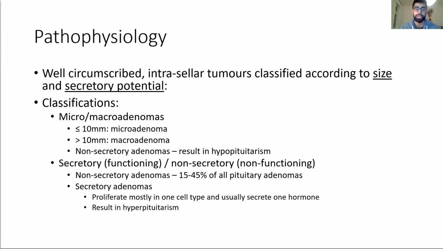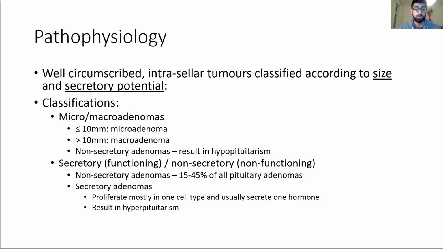In terms of the pathophysiology, we can say that the adenomas themselves are very well circumscribed, and they're intrasellar. This is an anatomical location, which means that it's located inside the sella turcica, which is the housing for the pituitary gland. There are two ways of classifying the adenoma. One way is according to its size. We can talk about micro versus macro adenomas, and it's very easy to remember the differences. A growth less than or equal to 10 millimeters is classified as a microadenoma, whereas anything larger than 10 millimeters is categorized as a macroadenoma.